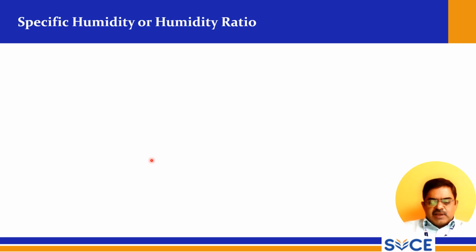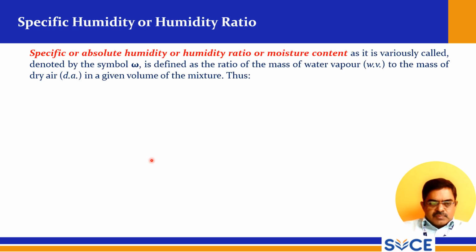So the first property in this topic is specific humidity, also called humidity ratio, or simply humidity. Whatever the name, you have to write the same answer. So specific or absolute humidity, humidity ratio or moisture content, as it is variously called. There are so many names. Whatever it is, it is denoted by the symbol omega.